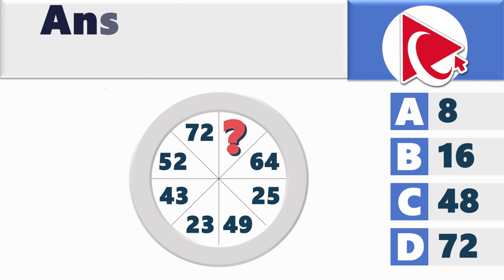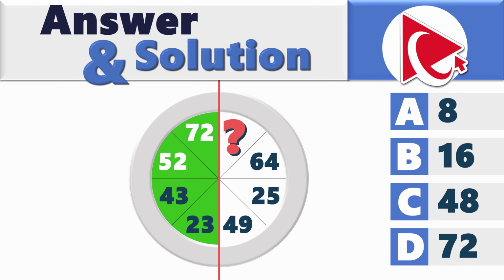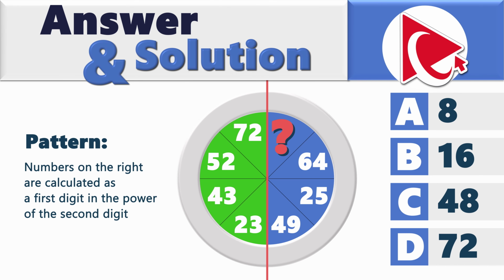To solve this challenge, let's draw a vertical line in the middle of the circle. You have numbers on the left, 72, 52, 43, and 23. And as you might have guessed, numbers on the left are the input numbers to calculate numbers in the section across on the right side. And numbers on the right are calculated as a first digit in the power of the second digit.